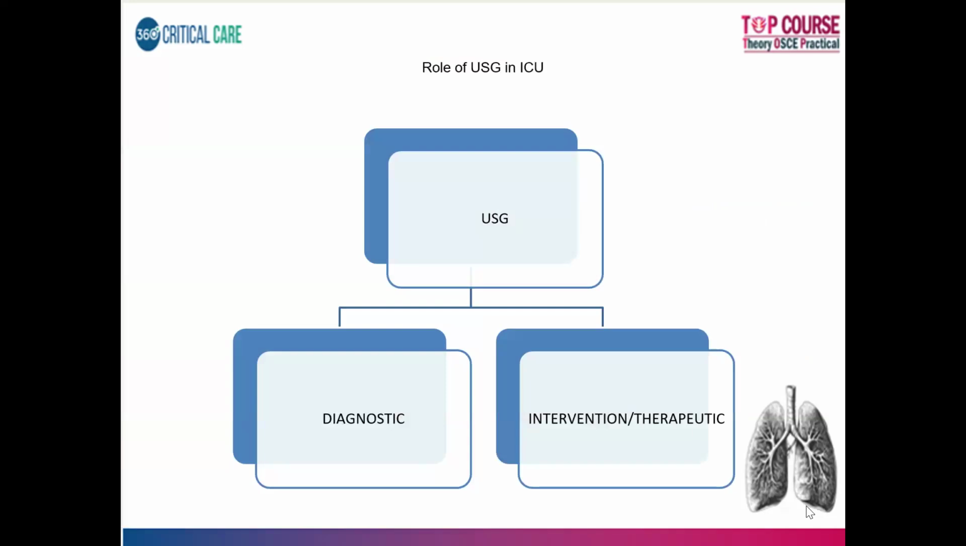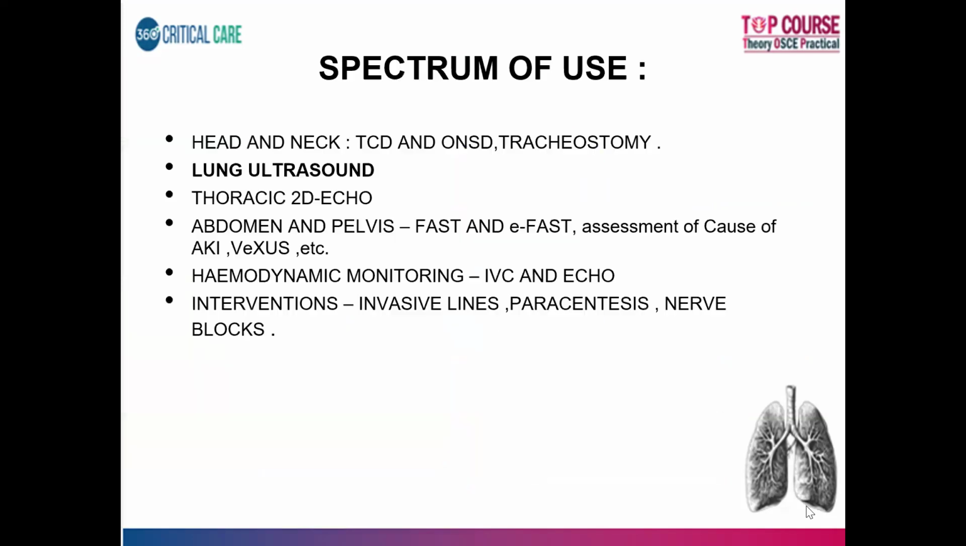So the role of USG in ICU is basically divided into two things. That is diagnostic on one side. On the other hand, it can also be used for any intervention or even for therapeutic procedures. So by and large, this is how we can broadly classify the role of ultrasound in ICU. It can be used in various measures in the ICU, be it in head and neck, like the ONSD, transcranial Doppler, for the use of tracheostomy, and lung ultrasound, that is the topic of the class today.